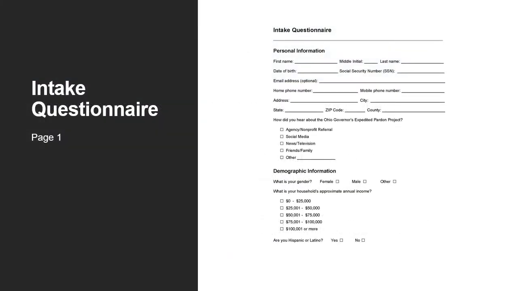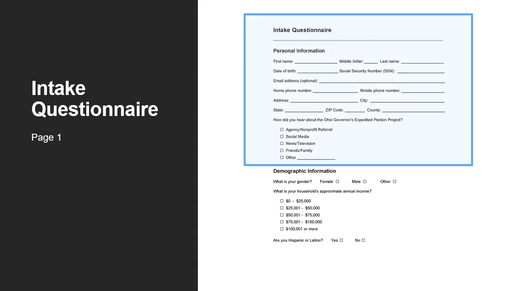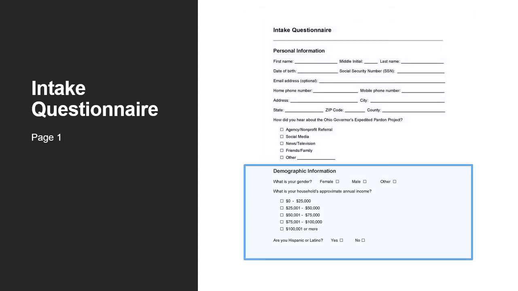Let's start with the intake questionnaire. Page 1 requests personal information including name, address, and contact information. We also ask that you let us know how you heard about the project so that we can better reach other potential expedited pardon applicants. The form then asks for demographic information. On this page, provide your gender, household income, and whether or not you are Hispanic or Latino.